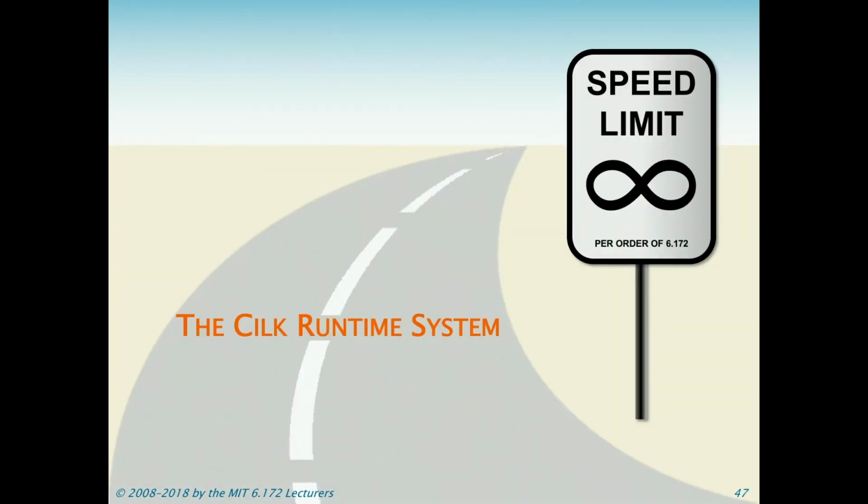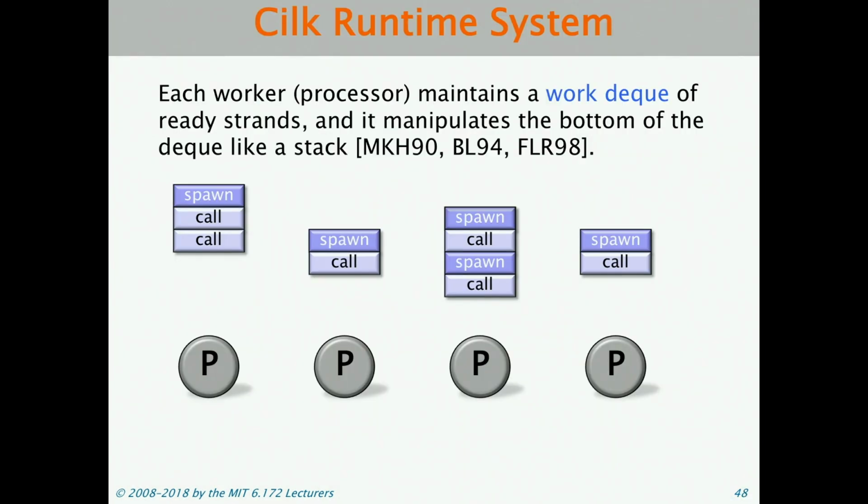OK, so let's talk a little bit about how the Cilk runtime system works. In the Cilk runtime system, each worker or processor maintains a work deque. DEQ stands for double-ended queue, so it's just short for double-ended queue. It maintains a deque of ready strands, and it manipulates the bottom of the deque just like you would in a stack of a sequential program.